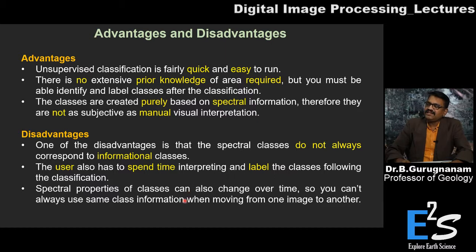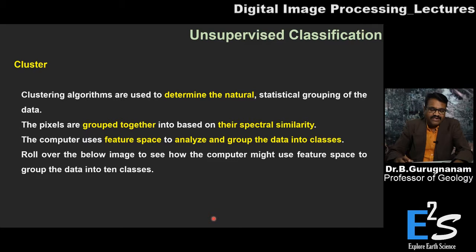Spectral properties of classes can also change over time. So you cannot always use the same class information when moving from one image to another image. You cannot expect that. It will vary from place to place according to the condition of the terrain. Even paddy culture will behave separately in different situations and conditions.